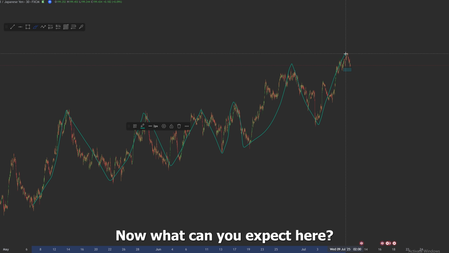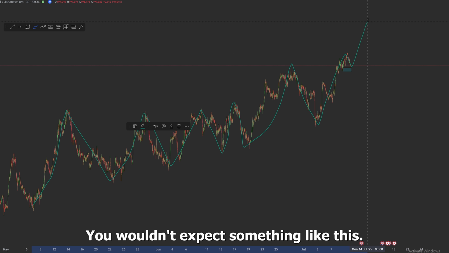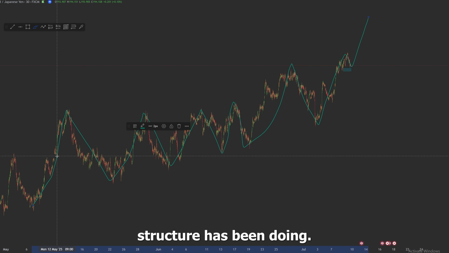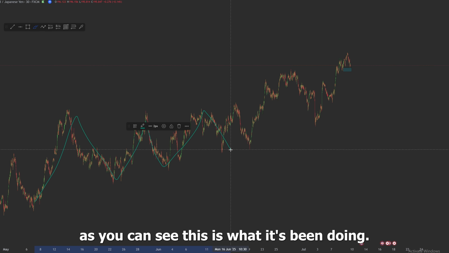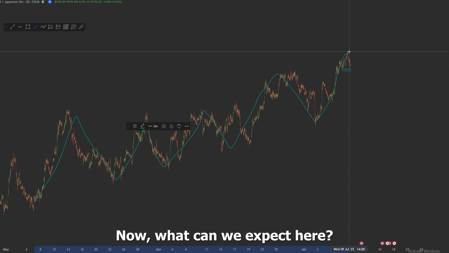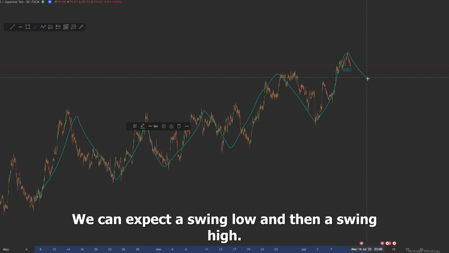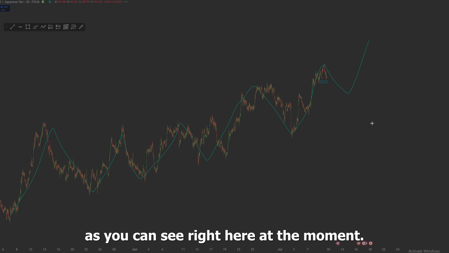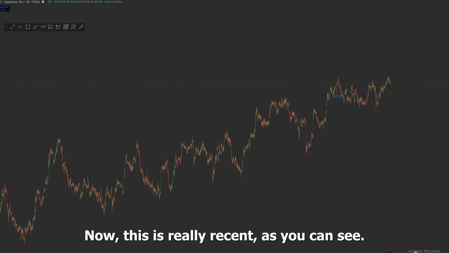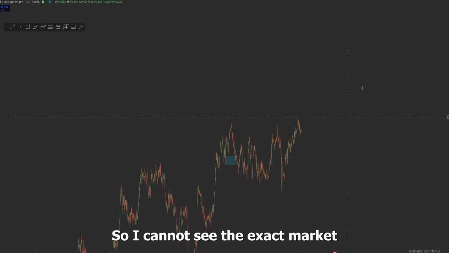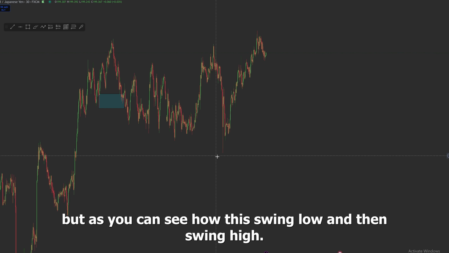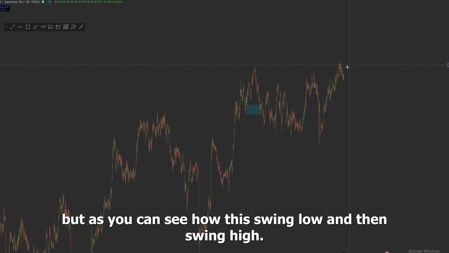Now, what can you expect here? You wouldn't expect something like this, okay? Because this is what the recent market structure has been doing. Now, what can we expect here? We can expect a swing low and then a swing high. And this is exactly what it's doing, as you can see right here at the moment. Now, this is really recent, so I cannot see the exact market structure happening right now. But as you can see, it had a swing low and then a swing high.